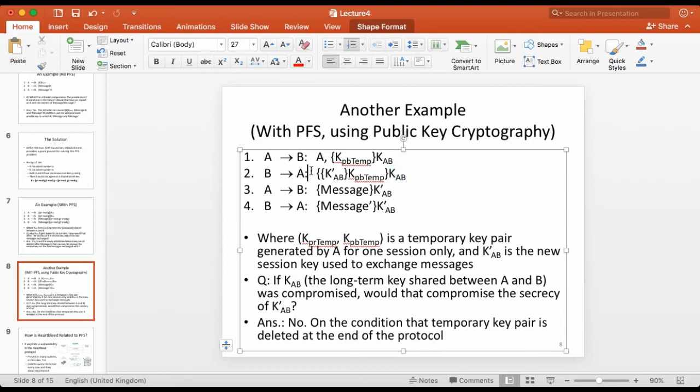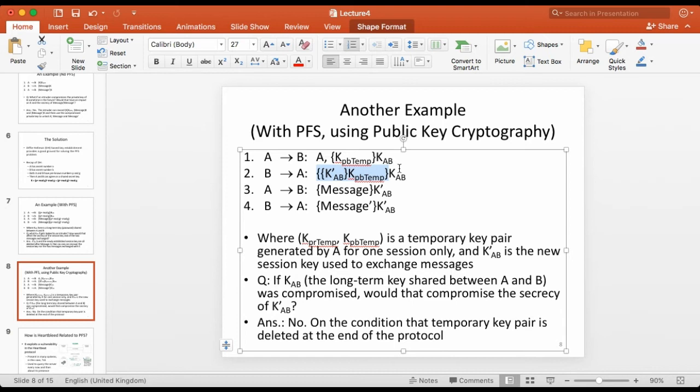So this message here has got two encryptions, one inside the other. First of all, you've got the new session key K prime AB, which Bob is proposing, being encrypted with the temporary public key that Alice proposed in the previous message, and then the whole thing is again encrypted with the existing long-term key that Bob has shared with Alice.